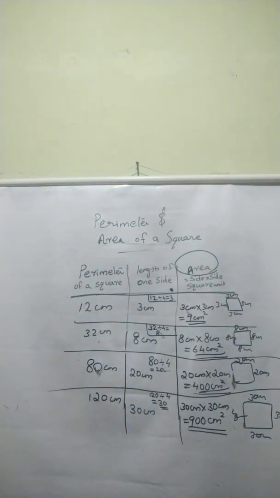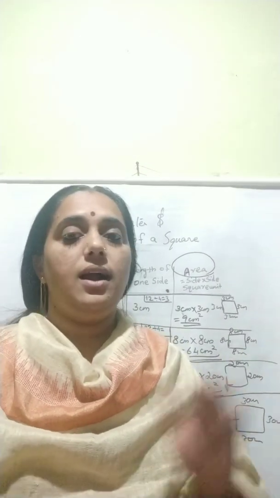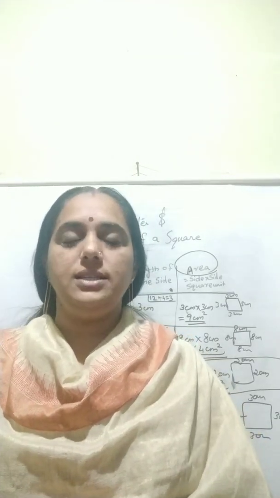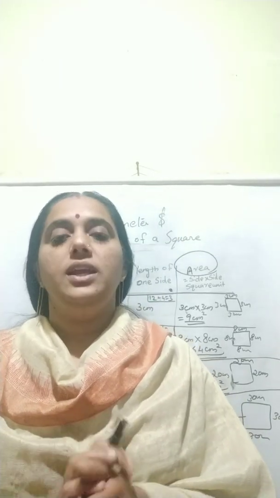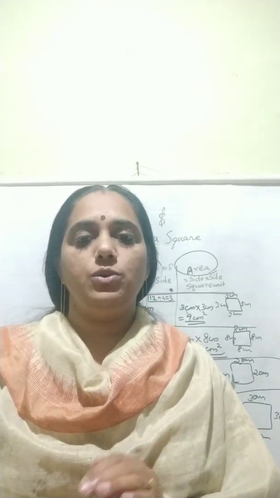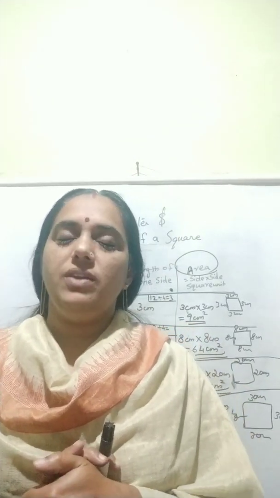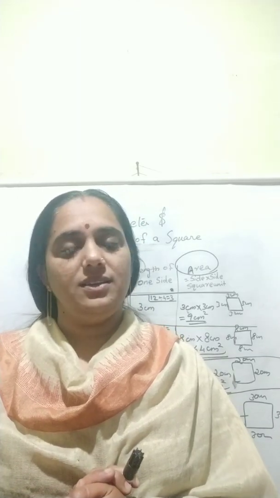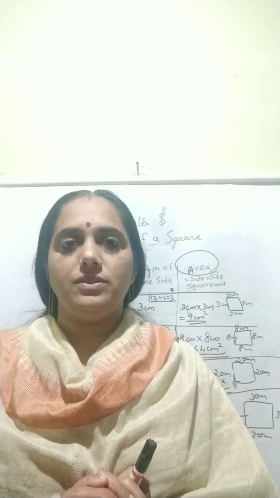Is it clear for you? I think you got the idea. There is a relation between the area and perimeter of a square and its side. We know that for area, we need to multiply both sides. In case of perimeter, we have to multiply one side by 4. Then we will get the perimeter of that square. Clear?